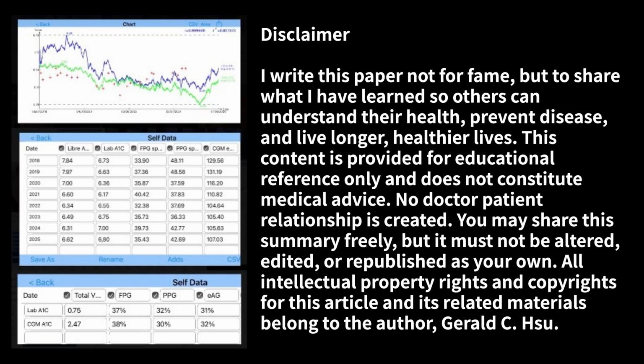Disclaimer: I write this paper not for fame, but to share what I have learned so others can understand their health, prevent disease, and live longer, healthier lives. This content is provided for educational reference only, and does not constitute medical advice. No doctor-patient relationship is created. You may share this summary freely, but it must not be altered, edited, or republished as your own. All intellectual property rights and copyrights for this article and its related materials belong to the author, Gerald C.